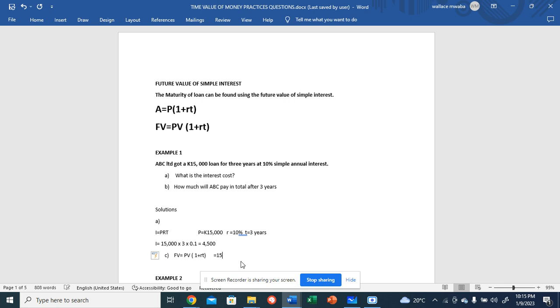So I'm going to say 15,000 multiplied by 1 plus our interest rate, which is 0.1, times time, which is 3 years, so T is 3. So 0.1 times 3, that's 0.3, plus 1 is 1.3. 1.3 times 15,000, you get 19,500.